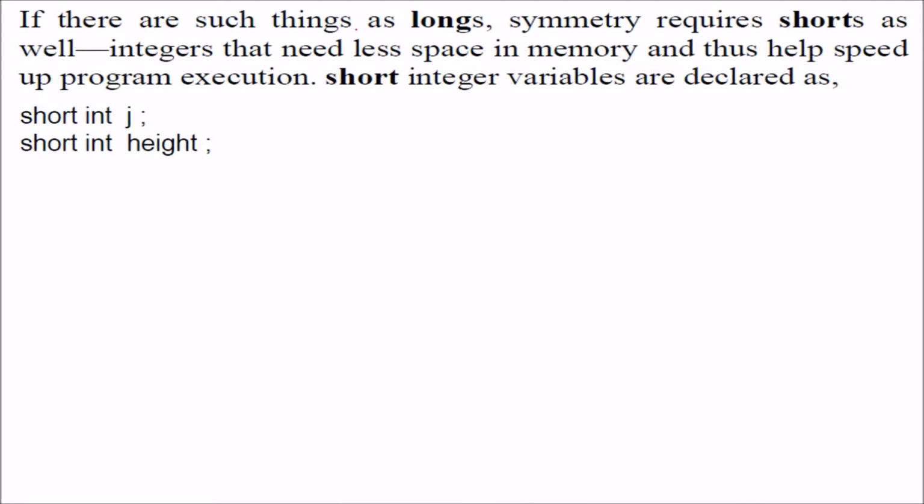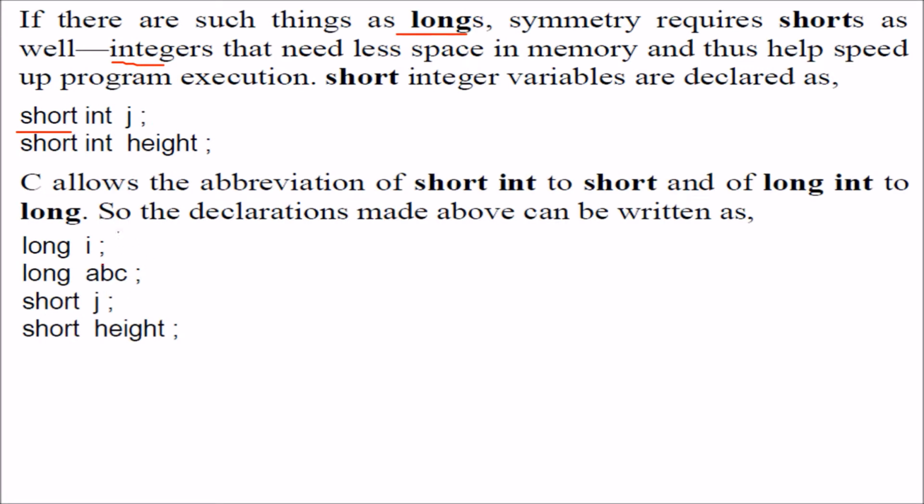So if there are such things as longs, you should also have something that requires less space than what is required. So an integer that needs less space in memory is short. This is just to speed up and improve your execution time. So how to declare a short integer? Just put short in front of int.